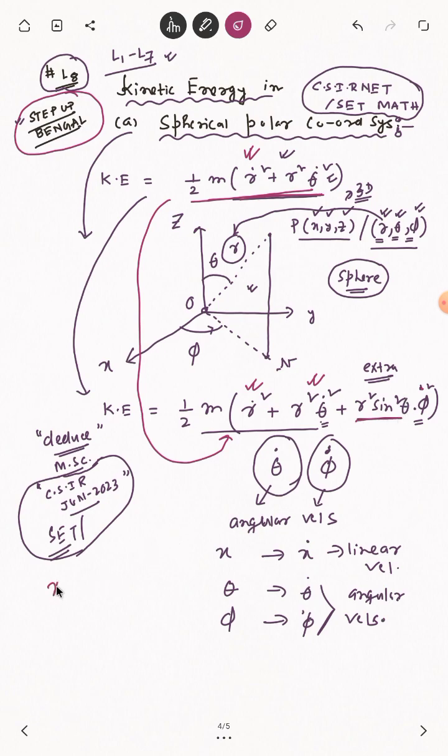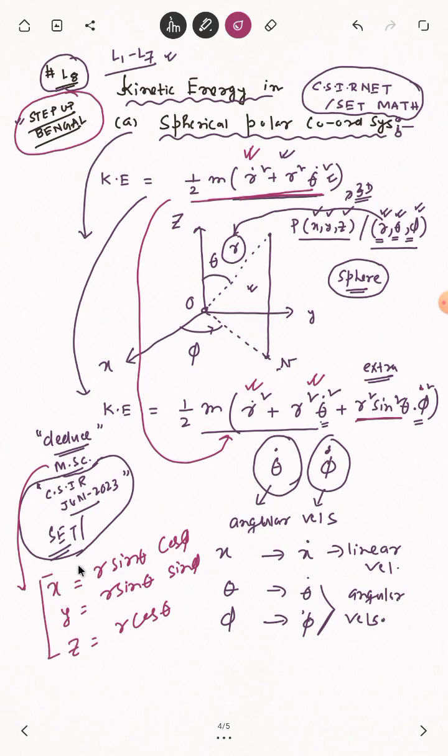Actually the transformations used in the classical MSc syllabus are these three: x, y, z in Cartesian, when those are replaced by r sine theta cos phi, r sine theta sin phi, and finally z equal to r cos theta. If we make these three replacements for x, y, z and apply them in half m into x dot square plus y dot square plus z dot square, that is the classical expression of kinetic energy in three-dimensional Cartesian system, then we finally arrive at this particular result.